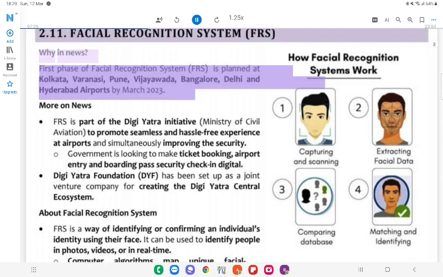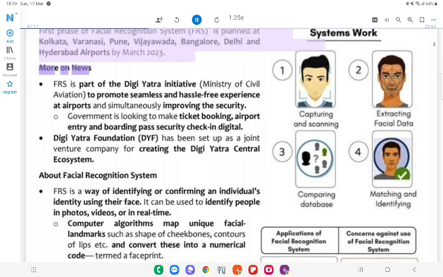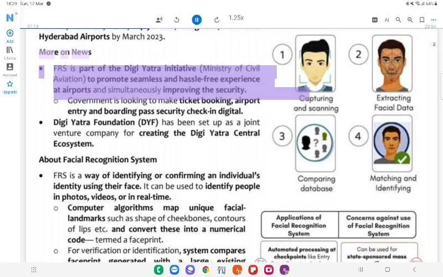Why in news? The first phase of the Facial Recognition System, FRS, is planned at Kolkata, Varanasi, Pune, Vijayawada, Bangalore, Delhi and Hyderabad airports by March 2023. More on news: FRS is part of the Digi Yatra initiative of the Ministry of Civil Aviation to promote a seamless and hassle-free experience at airports and simultaneously improve security.